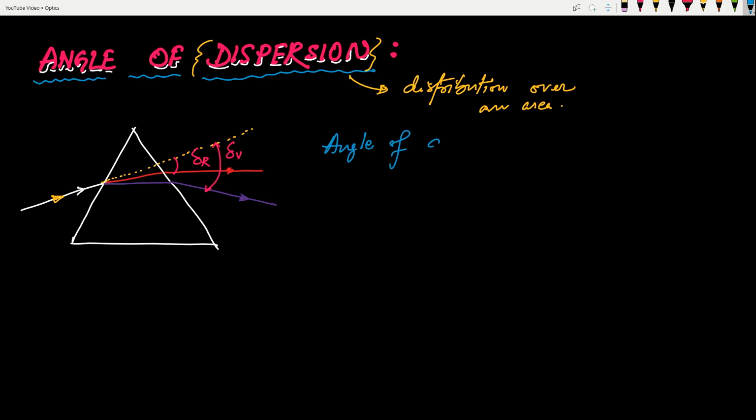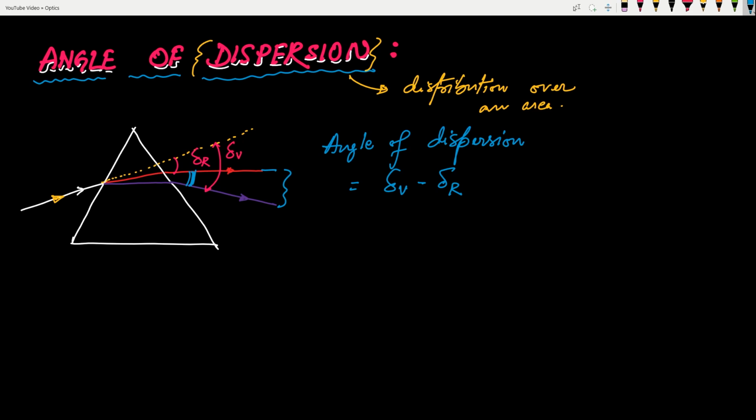Now once this is clear, then angle of dispersion is very easy. We can say angle of dispersion, that is the angle by which the spreading takes place, is actually delta V minus delta R, isn't it? So this angle basically is the angle of dispersion. See, this is the area of dispersion and this is the angle of dispersion. I hope this is clear. Now how to find out the formula?